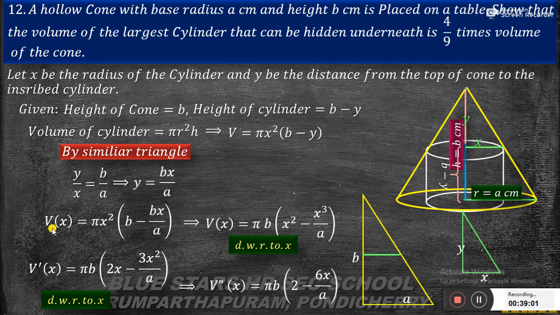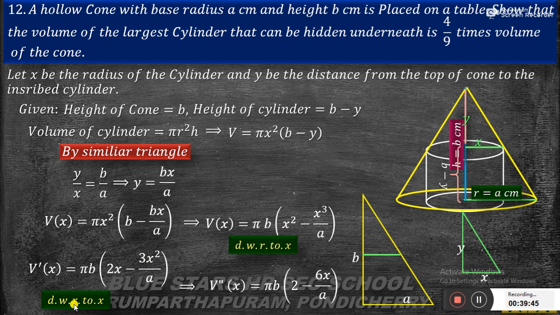Therefore volume equals pi x square times (b minus y), where y equals bx by a. So I substitute bx by a. V of x equals pi into b, multiplied by x square. Here pi is common in both terms, so I take it out as a factor: pi b into x square minus x cube by a. In the next step I differentiate with respect to x. So V dash of x equals pi b into 2x minus 3x square by a.